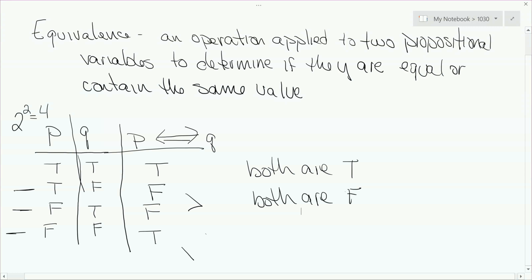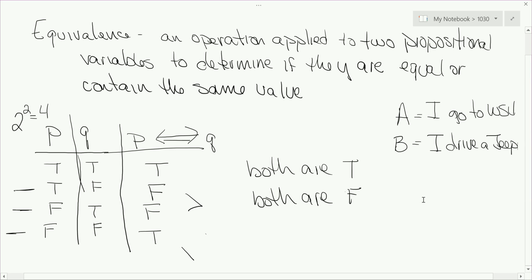So what if the propositional variables P and Q contain the truth value of a couple of plain language statements, such as, let's say we have a proposition called A that says I go to Weber State University, and proposition B that says I drive a Jeep. So P is the truth value of my proposition A, and Q is the truth value of my proposition B. Then we can say that equivalent is equal to the logic operator of if and only if.